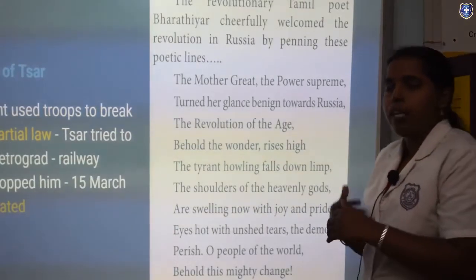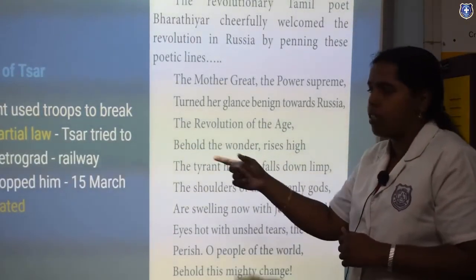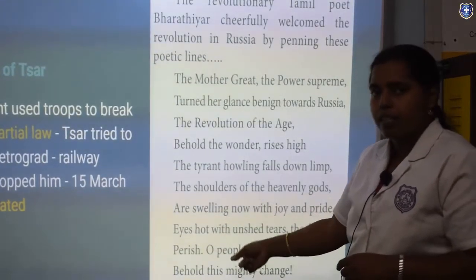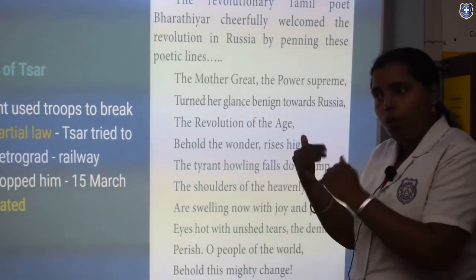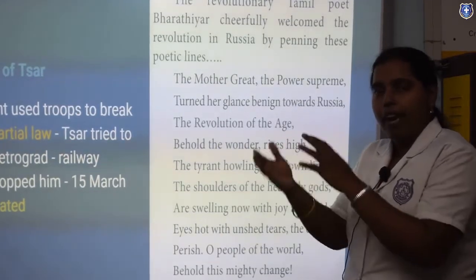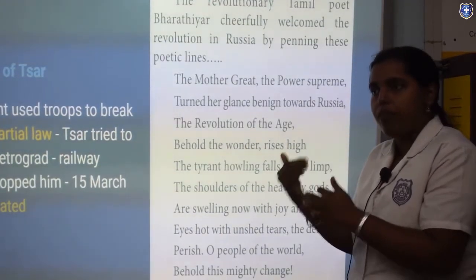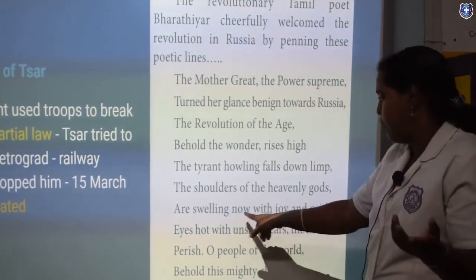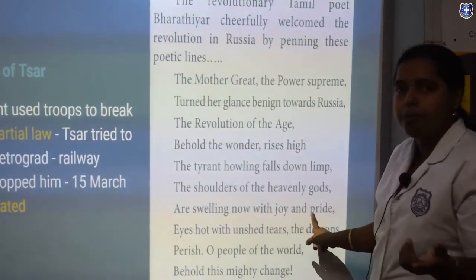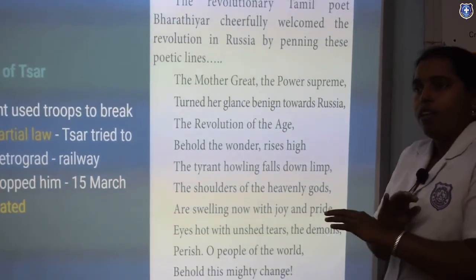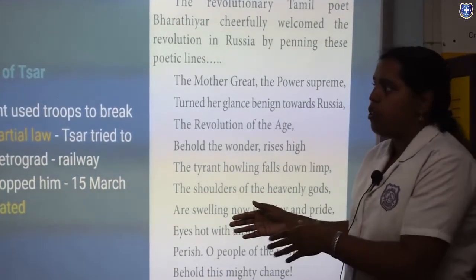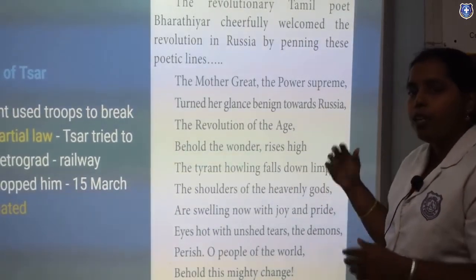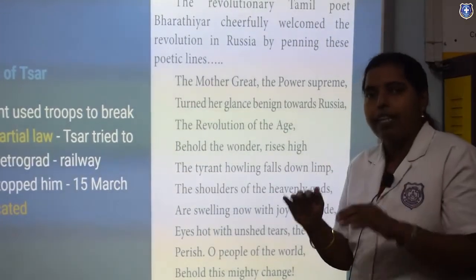So he was very happy about the revolution in Russia, and he was welcoming it through these poetic lines. He is talking on behalf of heaven, like all the lords and the gods are happy, swelling with joy and pride. So the worldwide revolution of Russia was really a welcoming one for everyone who has socialist ideas.